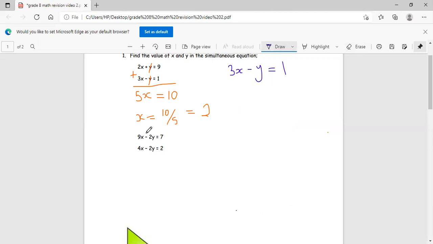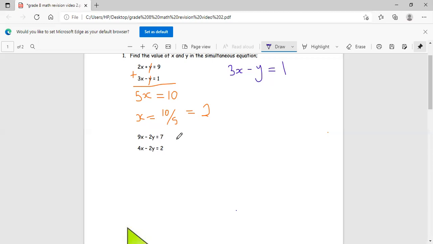9x minus 2y is equal to 7. 4x minus 2y is equal to 2. As you can guess rightly, I will be able to remove y because the coefficients are the same. For x, they are not the same, but for y, they are the same. So anyone that has the same coefficient, you can easily remove it. So I will remove y.